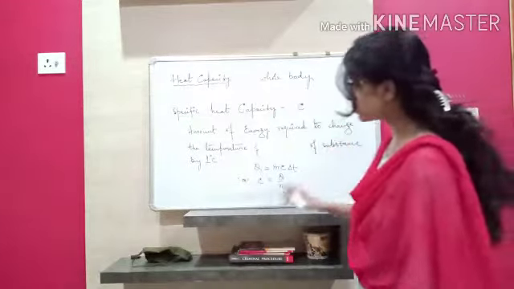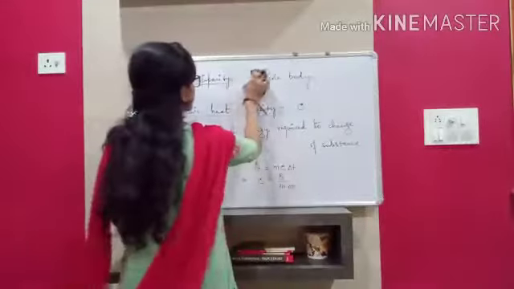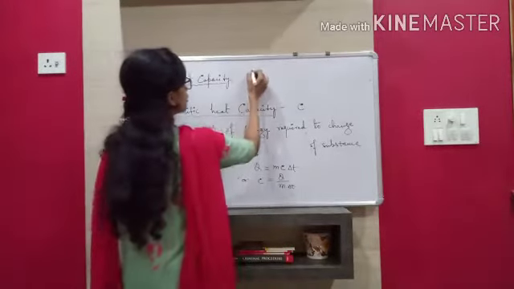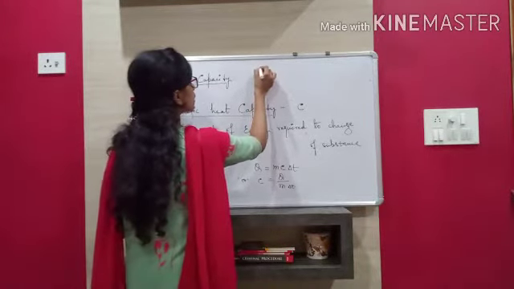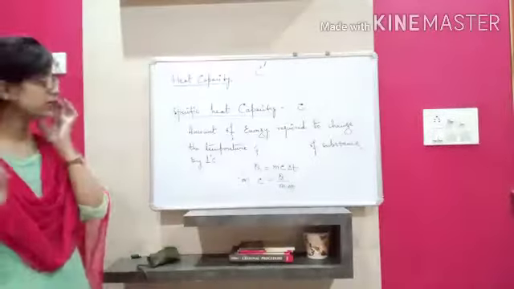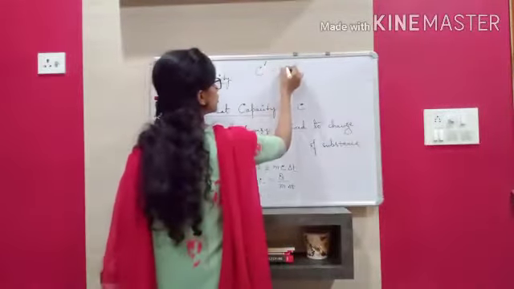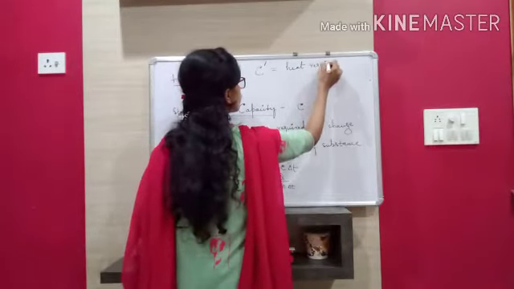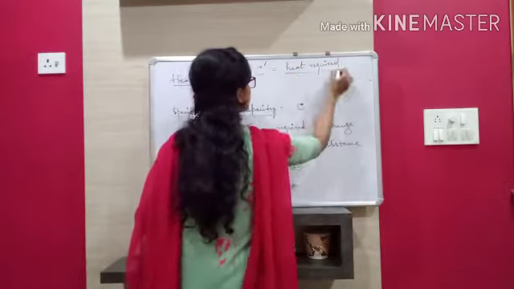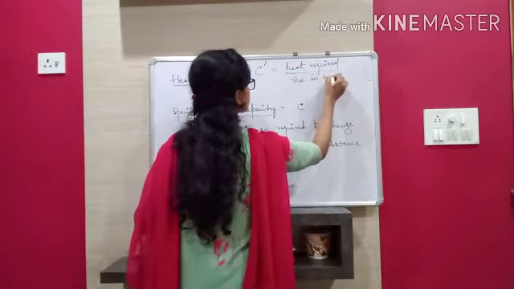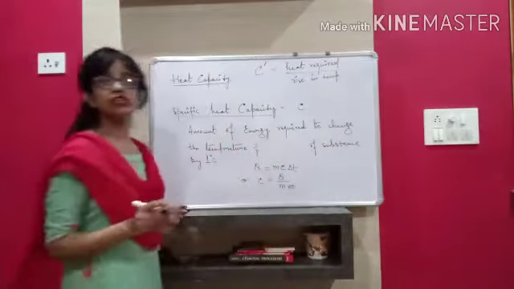Whereas if you talk about heat capacity, it is the ratio. Heat capacity you denote by capital C dash. In your book it is given as capital C dash. It is the amount of heat required and the rise in temperature. This is the definition of heat capacity.